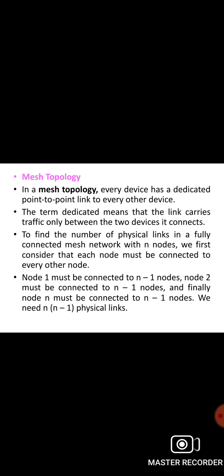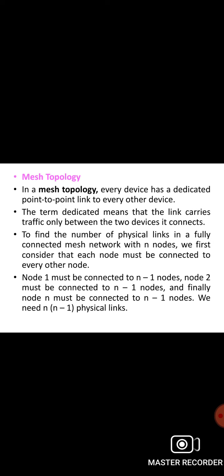The term dedicated means that the link carries traffic only between the two devices it connects. To find the number of physical links in a fully connected mesh network with n nodes, we first consider that each node must be connected to every other node. Node 1 must be connected to n-1 nodes, node 2 must be connected to n-1 nodes, and finally node n must be connected to n-1 nodes. We need n times (n-1) physical links.